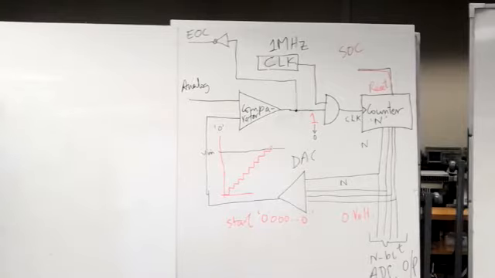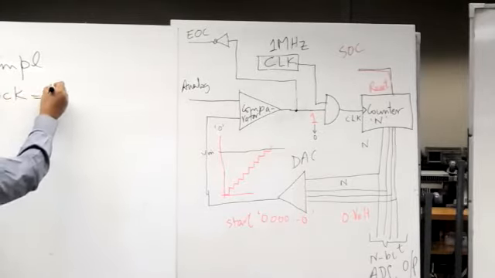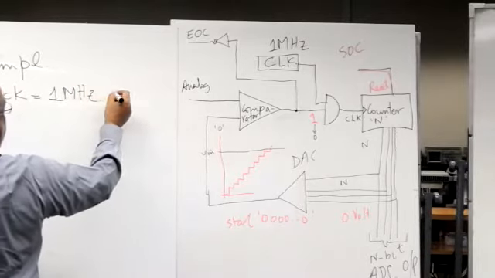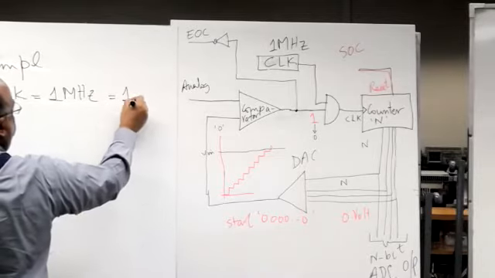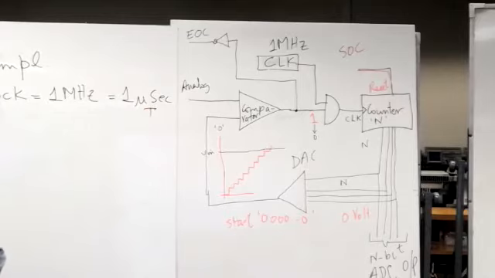Example. This is 1 megahertz. Clock is 1 megahertz, equal to 1 microsecond time period, because one over 1 megahertz is equal to 1 microsecond.